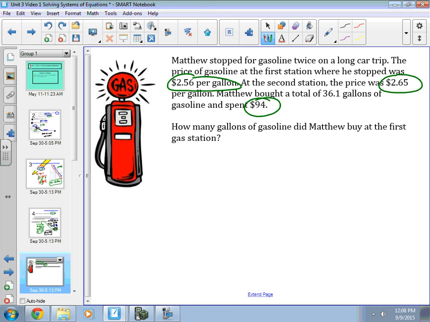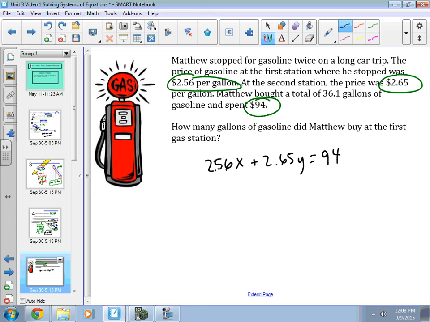So $2.56, that's from the first station. So let's use X for the first station. Plus you got gas at the second station, it was $2.65 at the second station. Let's use Y for that. And then the total that Matthew spent was $94. So if we add up the money from each of these gallons of gas at each station, this should equal $94. So there's one equation with the information.